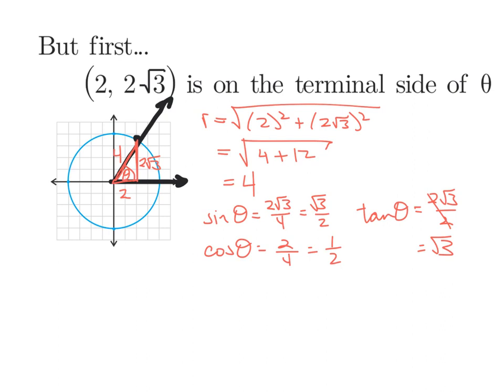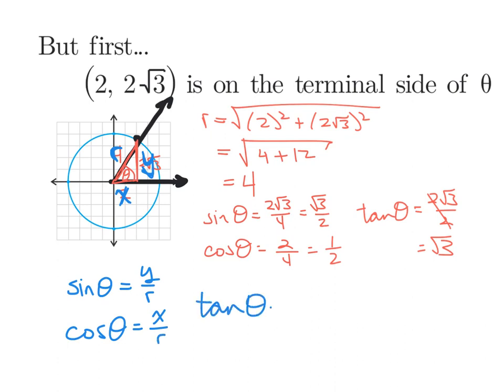Ultimately, what came out of that problem was a nice little result. If we were to generalize this and talk about any point that's on the terminal side of a position angle, then that base is going to be x, this height is going to be y, and the hypotenuse will always be the radius. Then sine is opposite over hypotenuse, or y over the radius. Cosine is the base over the radius. And tangent is going to be y over x. A nice little result here.